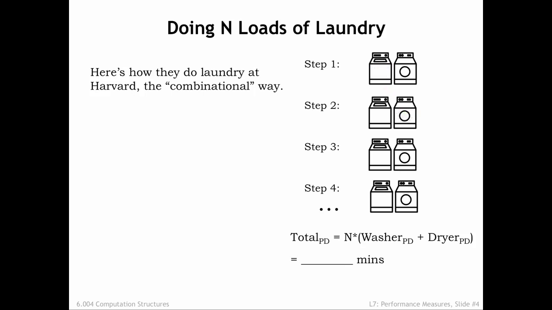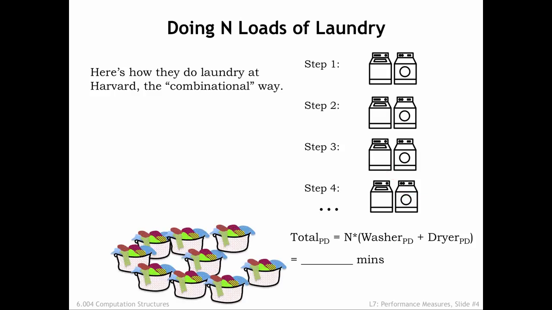Once those steps are complete, Harvard students move on to step 3, starting the processing of the second load of laundry, and so on. The total time for the system to process n laundry loads is just n times the time it takes to process a single load. So the total time is n times 90 minutes.